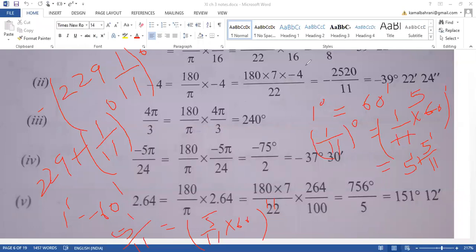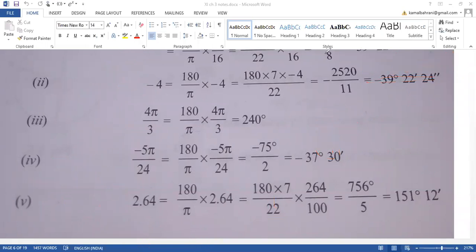So what will the answer be? This will not be the answer. The answer will be 229 degree, 5 minutes and 27 seconds. Approx, you can write in the bracket approx because it is not an exact value. 27 point something is coming. So what is your answer? Again, I'm telling you, this is not the answer. Your answer is 229 degree, 5 minutes and 27 seconds.